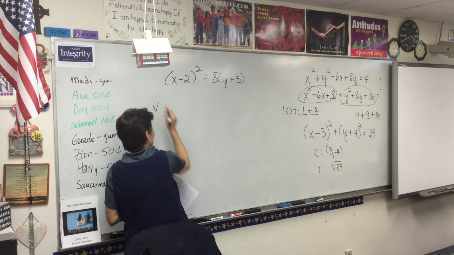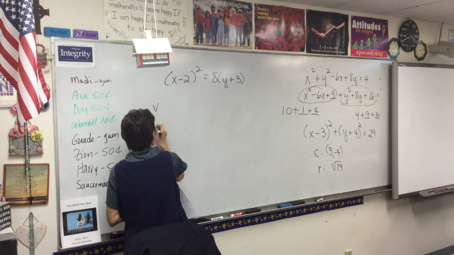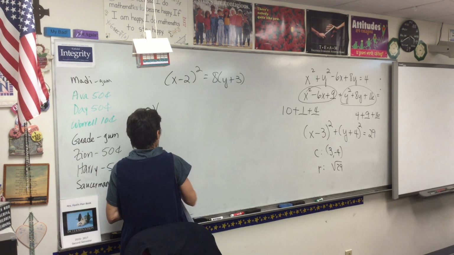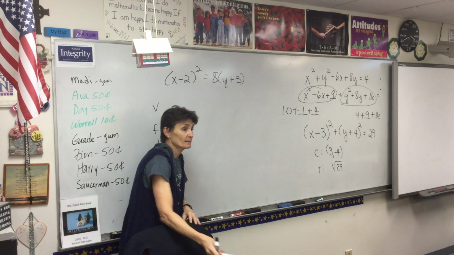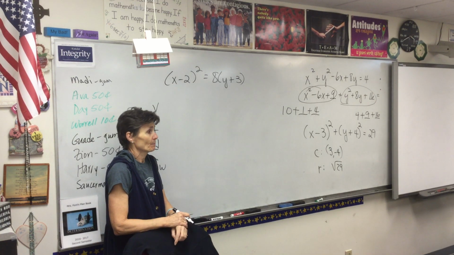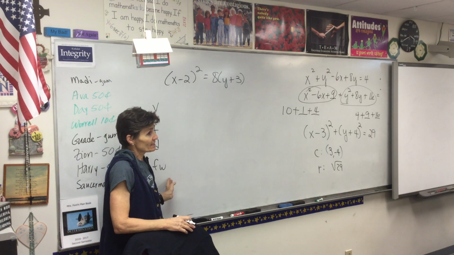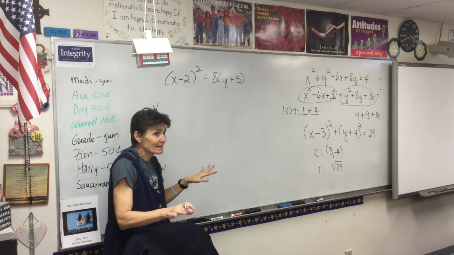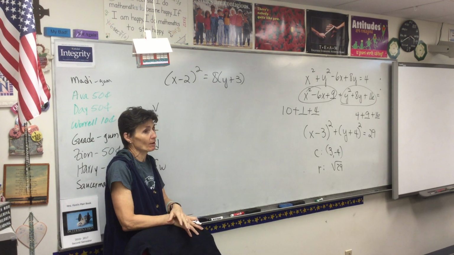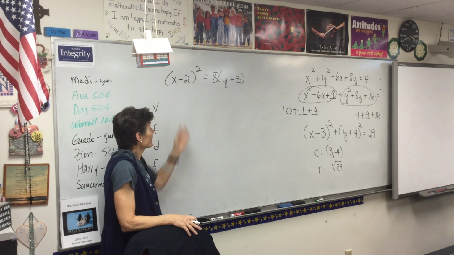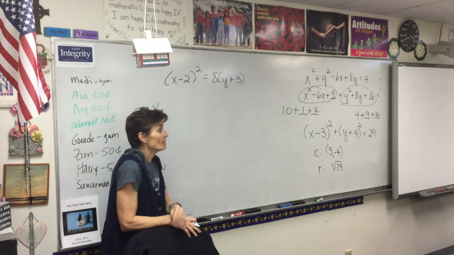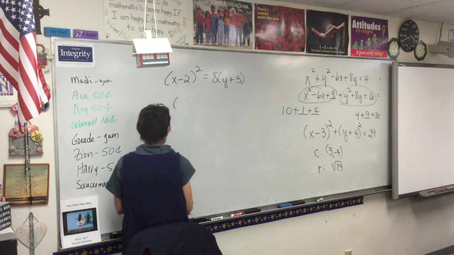And your job here, you have 4 questions to answer. You need the vertex, focus, directrix, and focal width. And as we've talked the last 2 days, 2 of these you don't have to do anything for. 2 of them you can just fill in automatically. What are the 2 I can look at the equation and tell? The vertex and the focal width.